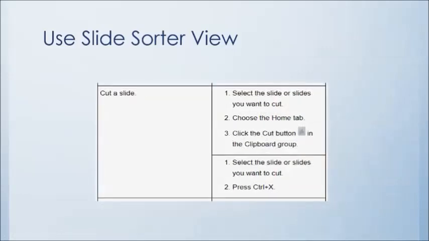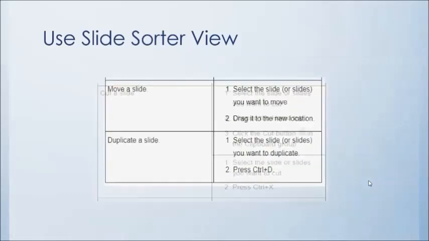Cut a slide. Select the slide or slides you want to cut, choose the Home tab, then click the Cut button. This is like a scissor icon in the Clipboard group. Or you can press Ctrl plus X.